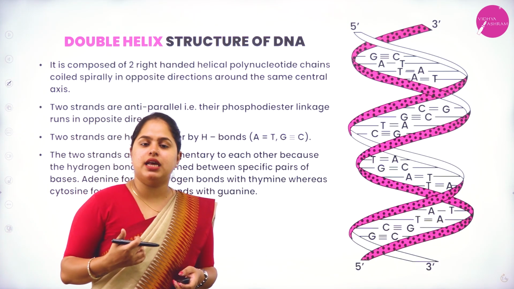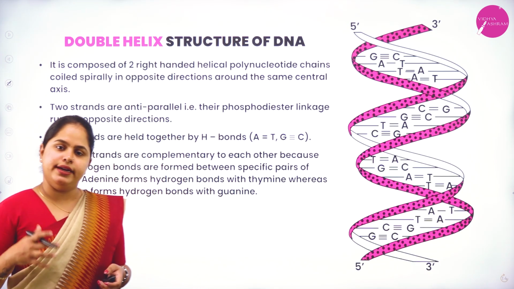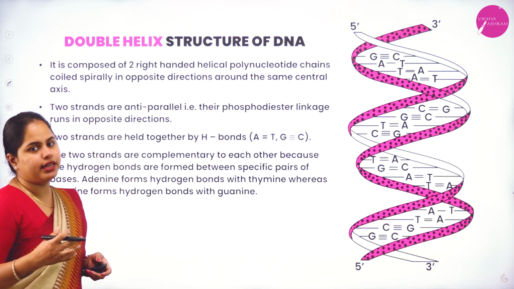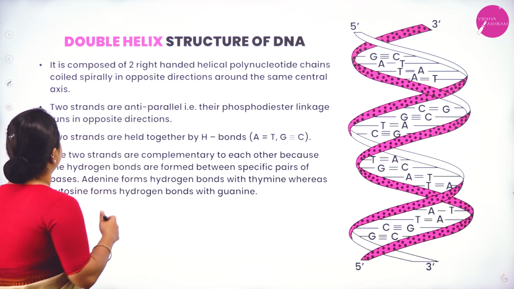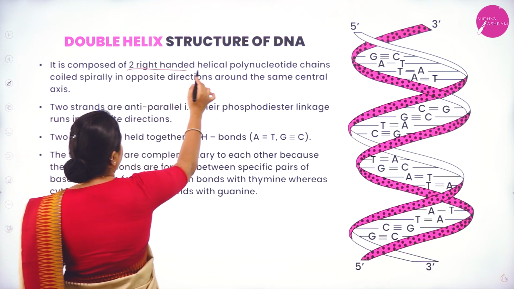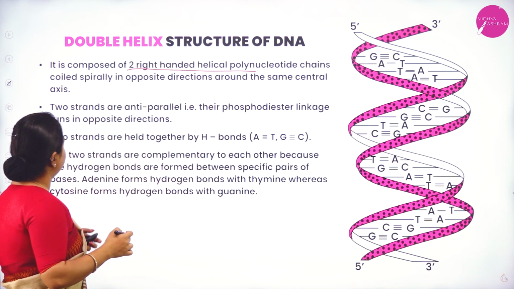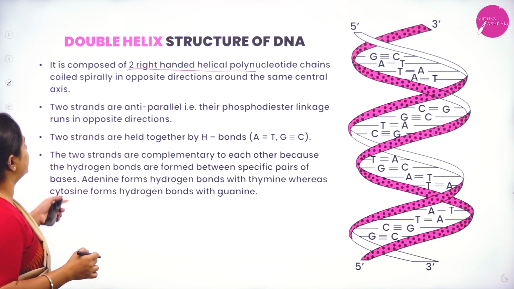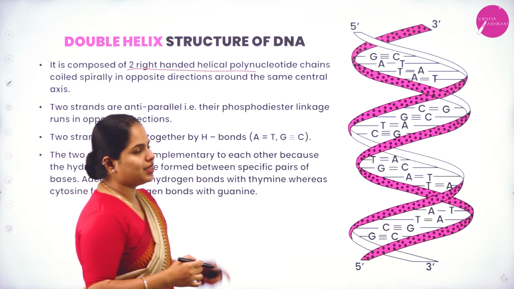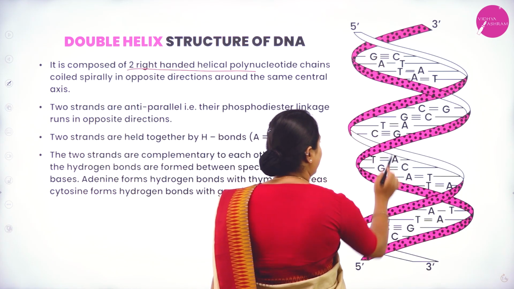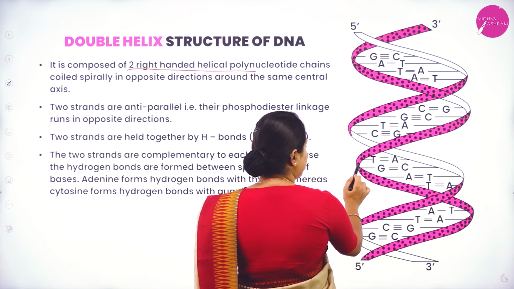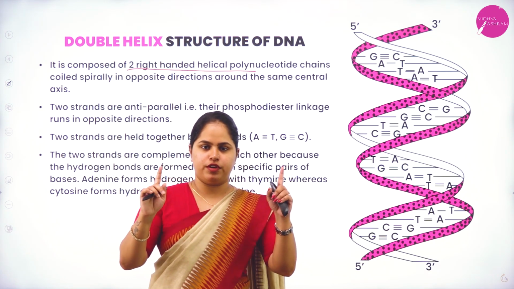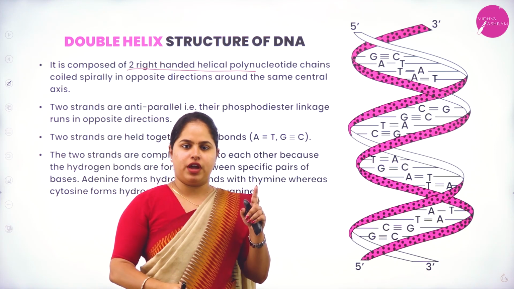Now let's understand the structure of the DNA. Okay, the double helical structure of DNA, or the double helix structure of DNA. It is composed of two right-handed helical polynucleotide chains coiled spirally in opposite directions around the same central axis. So you can see the structure here. There is a central axis here. So you can see the pink color as well as the white color here.